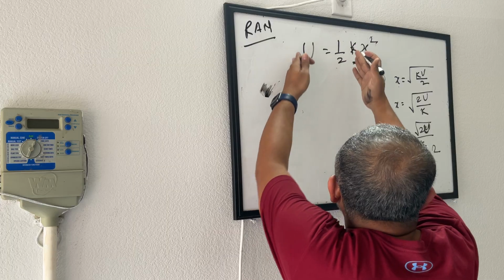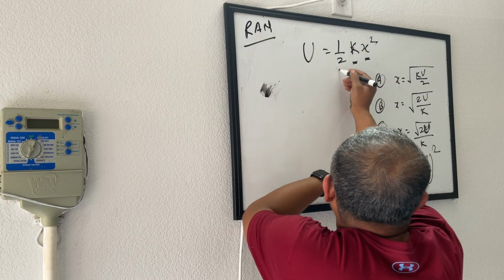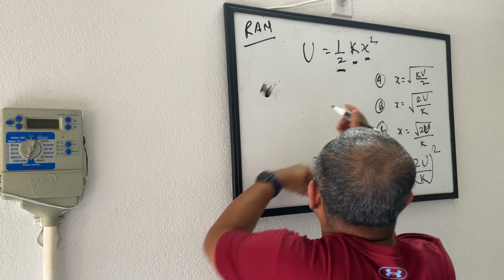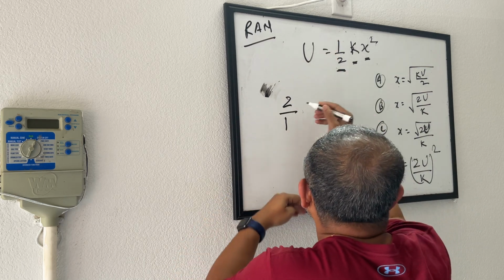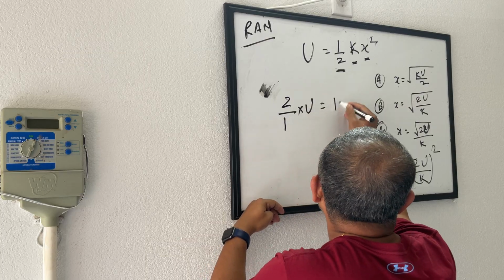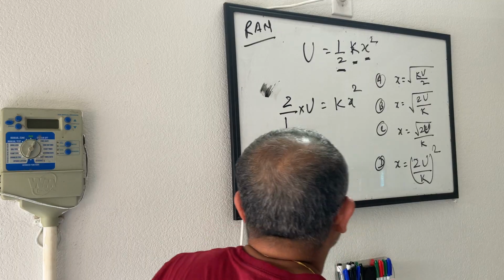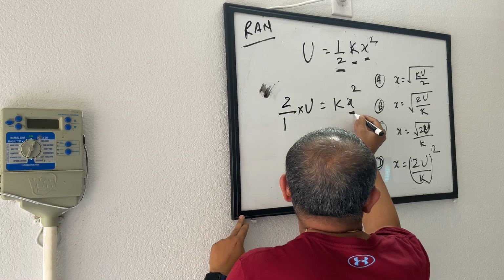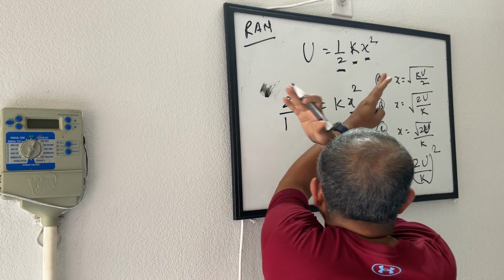So first let's move the numbers 1 by 2. It is on the first floor, it goes to the second floor. It becomes 2 by 1. 2 goes up, 1 comes down, into U equal to kx square. You just moved the numbers. Now when you want to get x, that means you have to move k also. So k also moves like this.